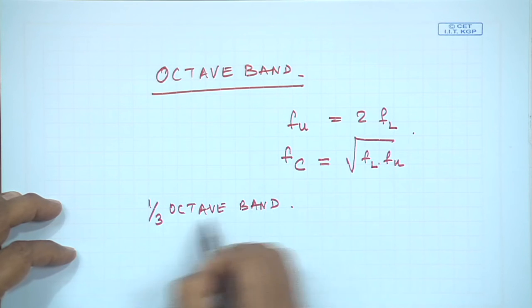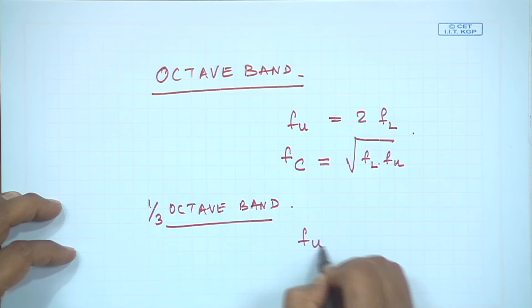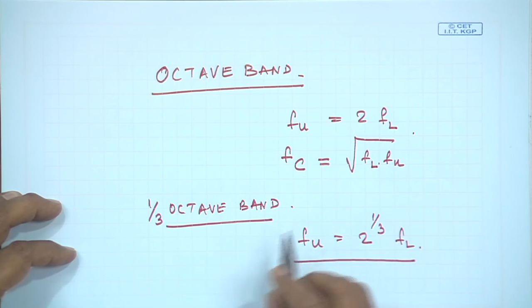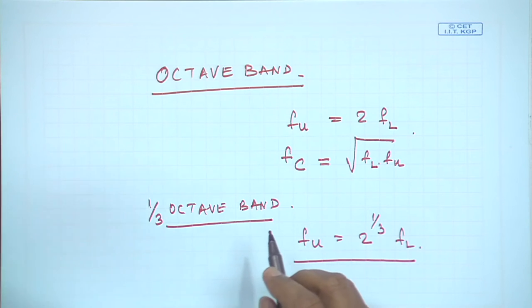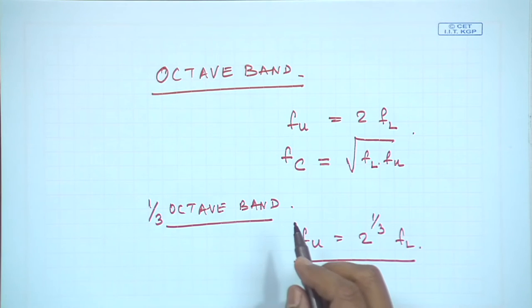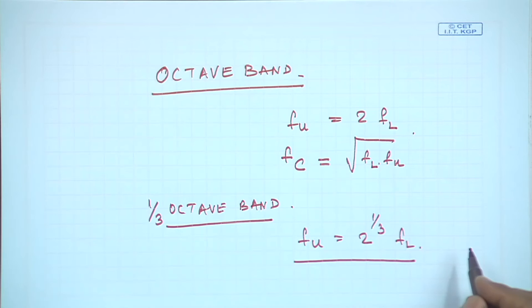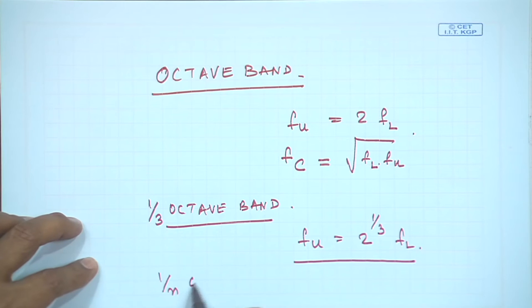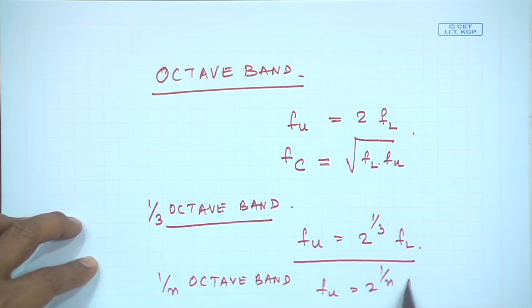they are a little more narrow. FU is 2^1/3 FL. So the entire audio frequency range from 20 to 20 kilohertz, I can divide into such octave bands. In fact, you will see many of the modern processors also have 1/nth octave band, where FU is 2^1/n FL.